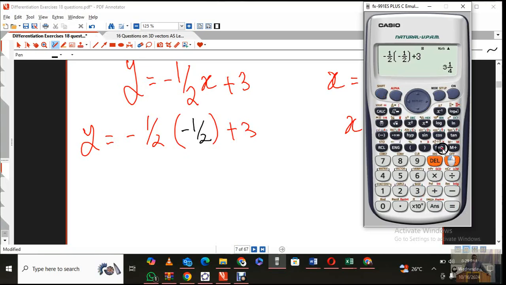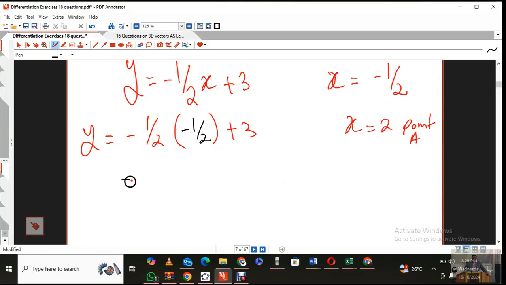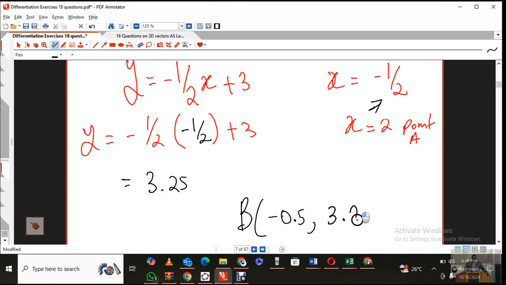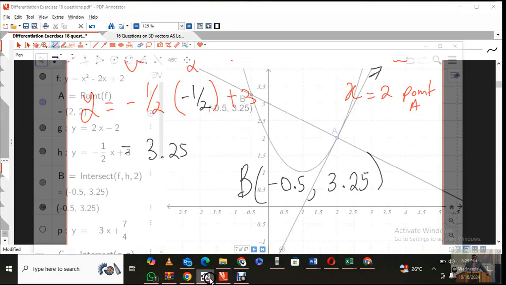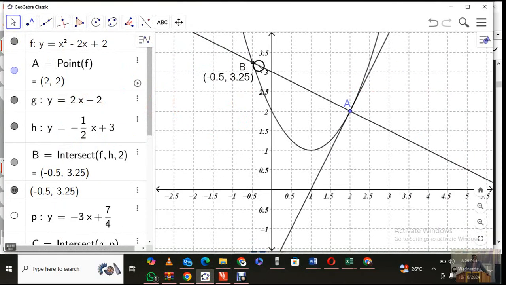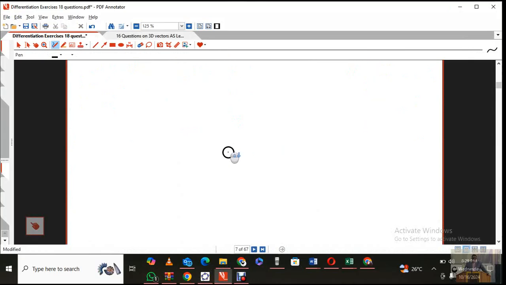If you want the decimal value, can you see it's 3.25? So I'm going to have that answer as 3.25. So naturally, my point B is negative 0.5, which is this value over here, and my y value is nothing but 3.25. And clearly, you have seen this on my diagram. Let me go back to the diagram again just to show you. So that's what I have over there. Does that now make sense to you? All right, let's go to the next question.